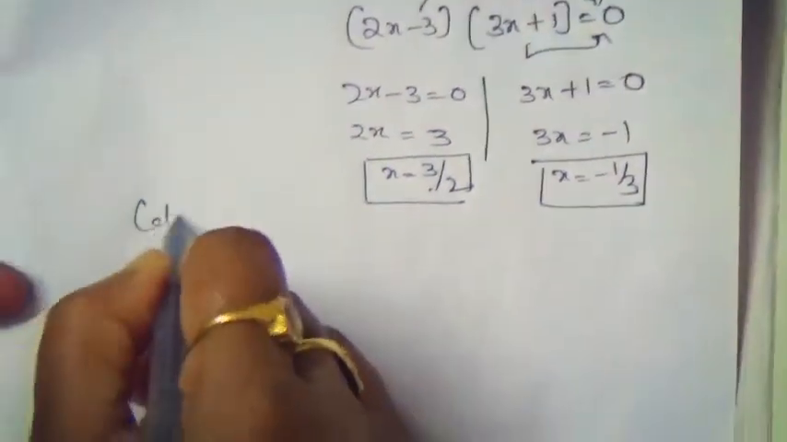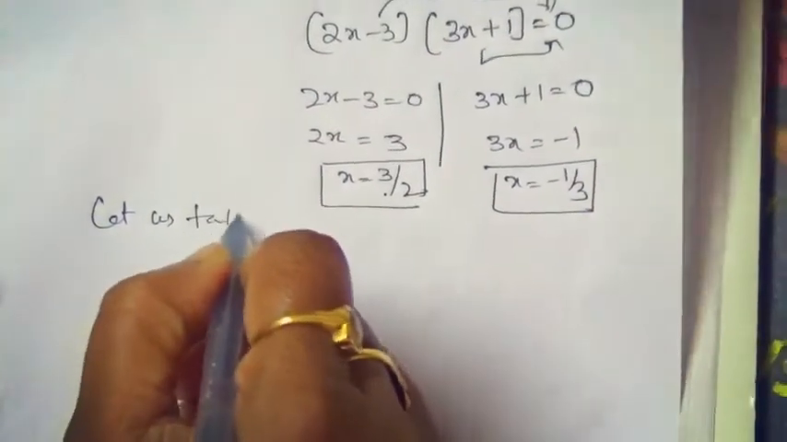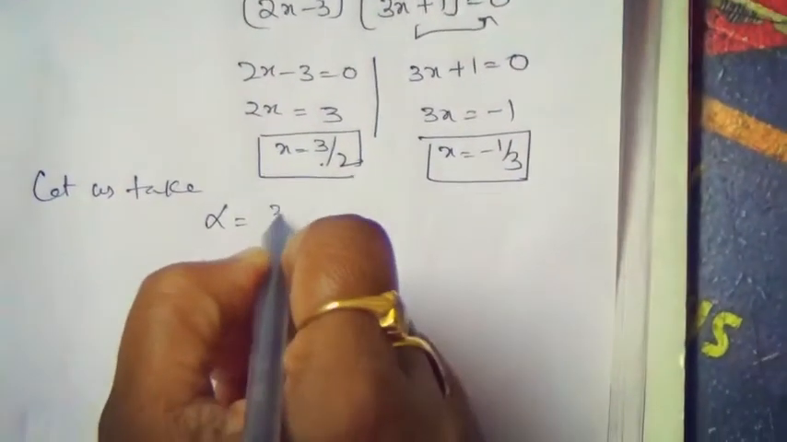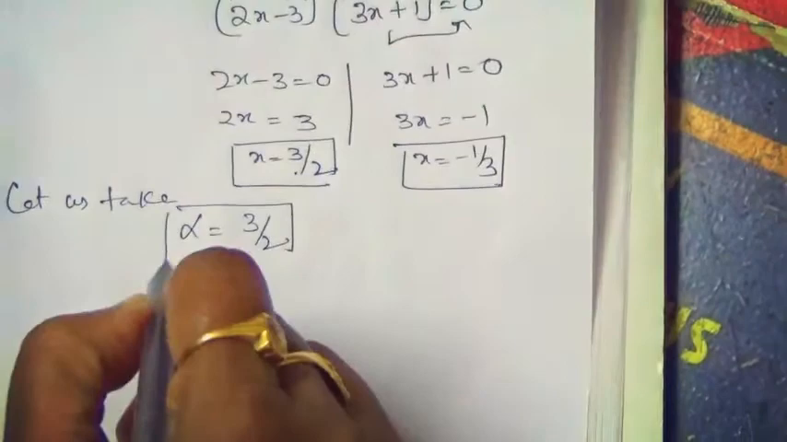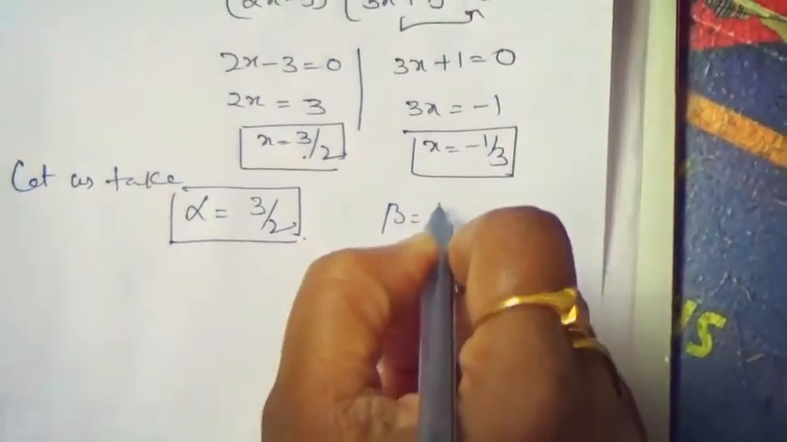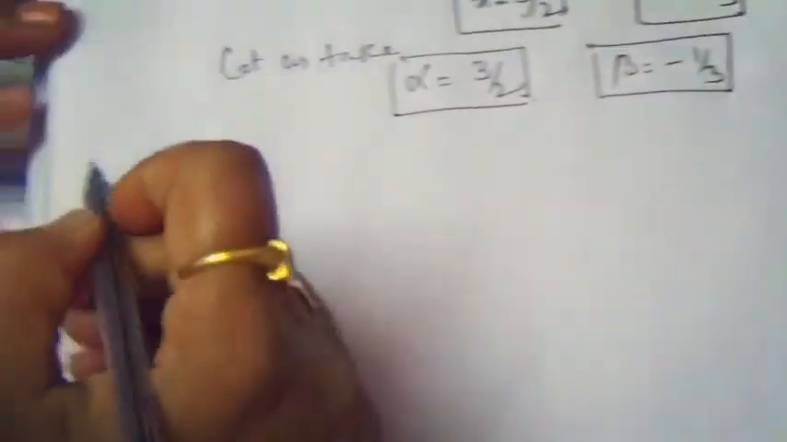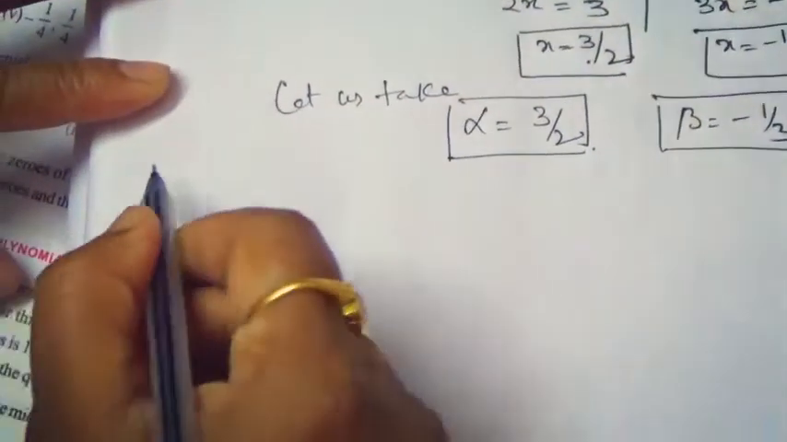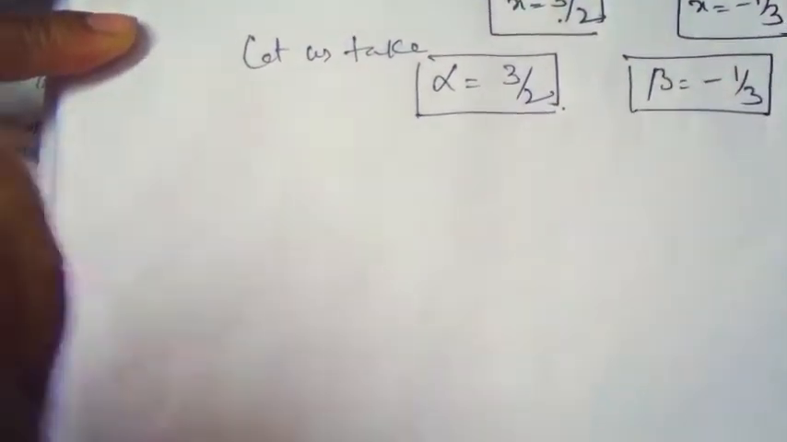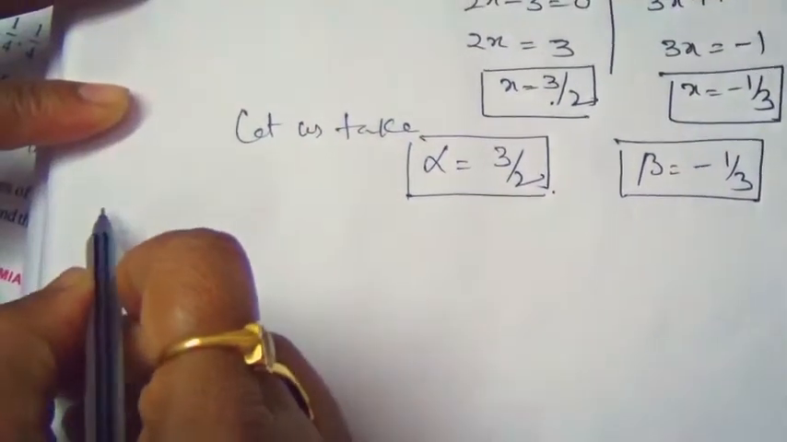So let us take the values as alpha is equal to 3 by 2, beta is equal to minus 1 by 3. Okay, let us check with the verification of these relationships. First of all, we have to compare this equation with the general form.